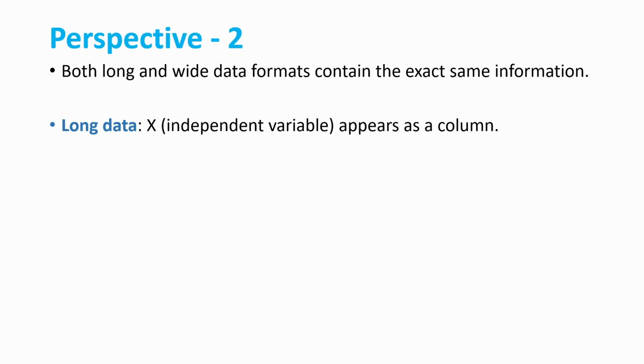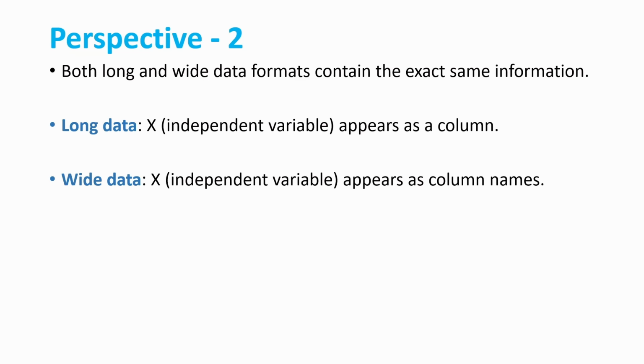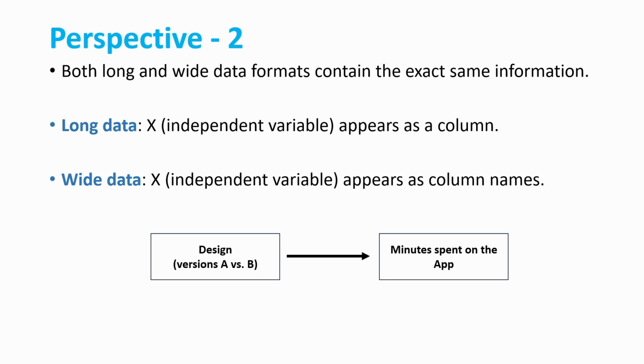In perspective 2, in the long data format, X, sometimes also called the independent variable, appears as a column. In the wide data format, the X appears as a column name. So this is the X: we have different color designs, version A versus version B. This is the independent variable. Then we would like to see how that impacts how long people use the app, the minutes spent on the app. The design is the independent variable, and the minutes spent on the app is the dependent variable. The independent variable is also called X, and the dependent variable is also called Y.